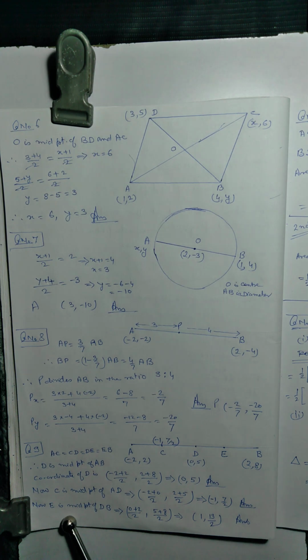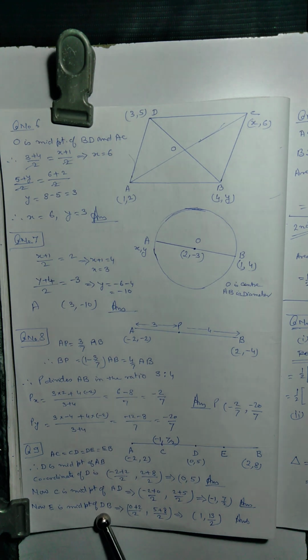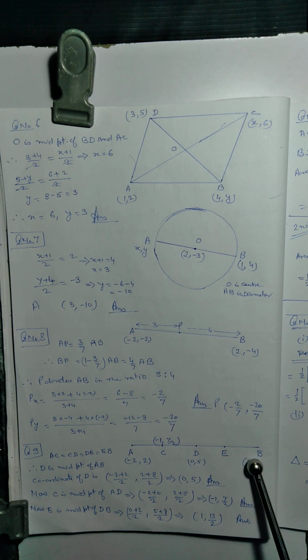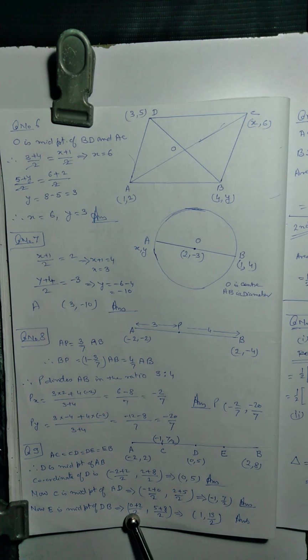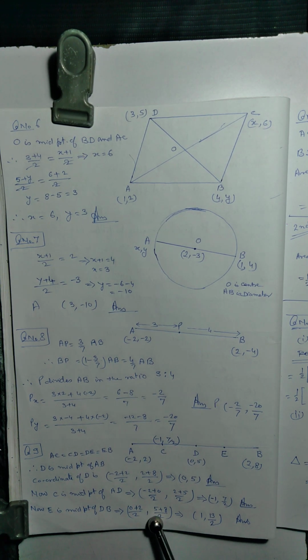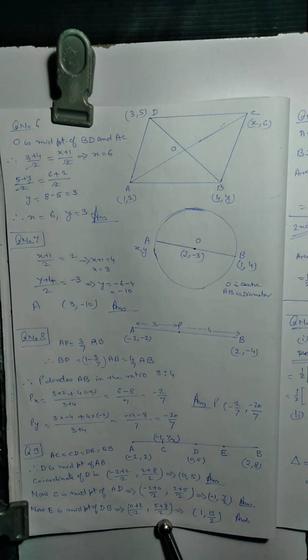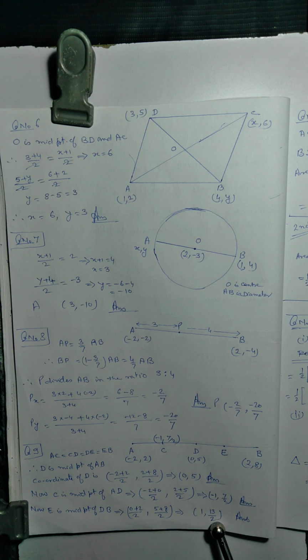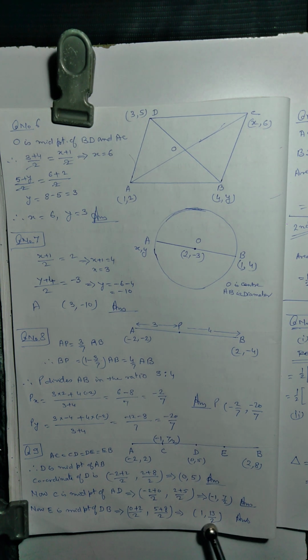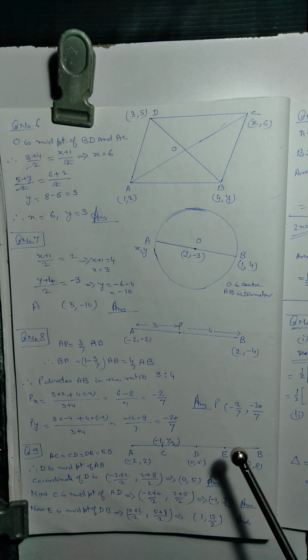Now E is the midpoint of DB. Therefore, (0 + 2)/2, comma, (5 + 8)/2, that will be equal to 13/2. So (1, 13/2), this will be the answer of question number 9.